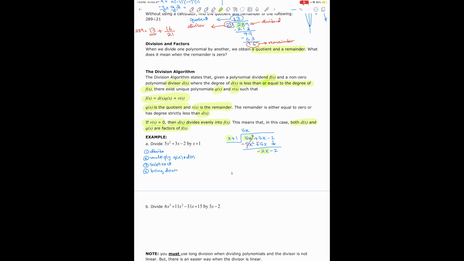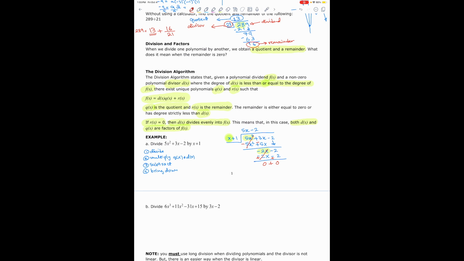We divide the first term by the first term. Negative 2x divided by x is equal to negative 2, so we're going to write negative 2 here. And then we're going to multiply the quotient that we added here by the divisor. Negative 2 times x is negative 2x. Negative 2 times positive 1 is negative 2. Now we're going to subtract, which means I have to change the signs here. Notice how negative 2x plus 2x cancels. It's 0. And then negative 2 plus 2 is 0. So the remainder here is equal to 0.